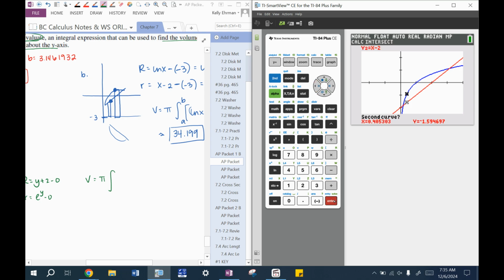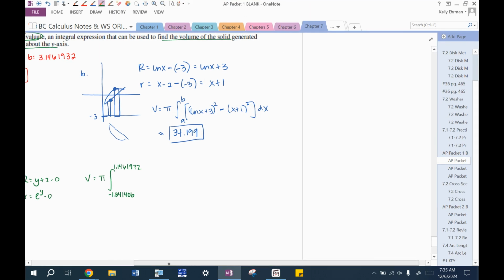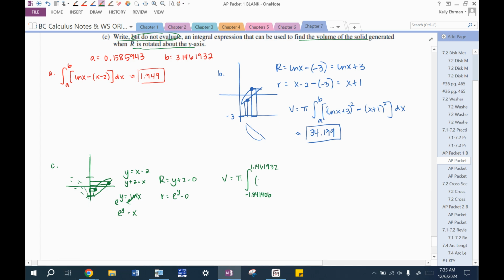Okay, so enter. So the y value down here is negative 1.841406. Find another intersection point. So get that cursor back closer to the other side. So enter. This is 1.1461932. All right, so I've got the bounds, and then it was capital R, so this is going to be y plus 2 squared minus lowercase r, e to the y squared, dy.